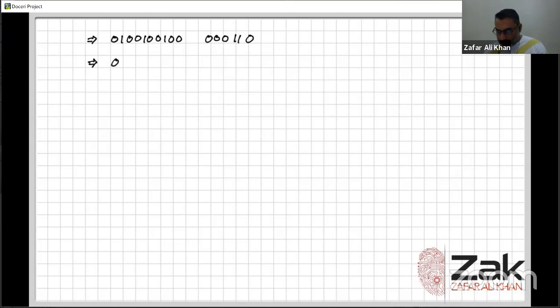Now, if we go backwards, first we need to put the point over here, and then it will become 2 to the power 6. It's a different number, sorry. So 0.1001001. We don't need these two zeros over here, as they are just redundant, used to fill the space that we had. We don't need them, as we know that the mantissa is filled from left to right.